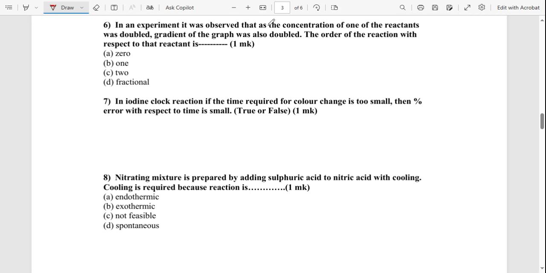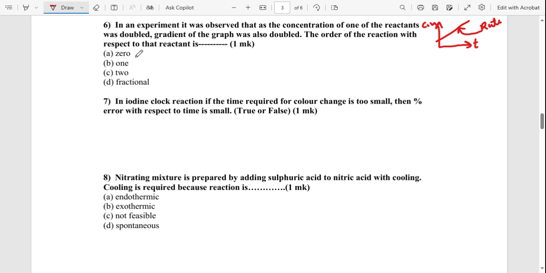Number 6 is saying, in an experiment, it was observed that as the concentration of one of the reactants was doubled, the gradient of the graph also doubled. Remember, the gradient of the graph represents the rate. If you have got time this side, you have got concentration this side, and then you have got a graph like that, this is representing the rate.